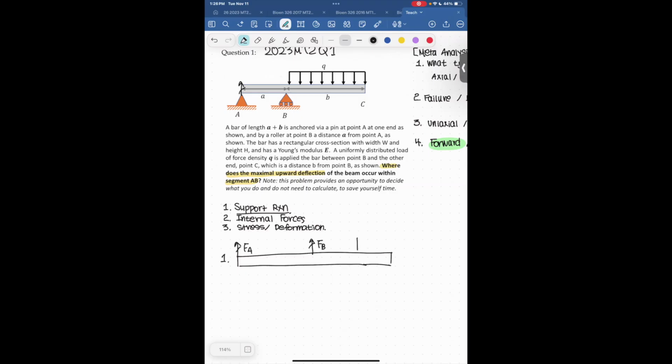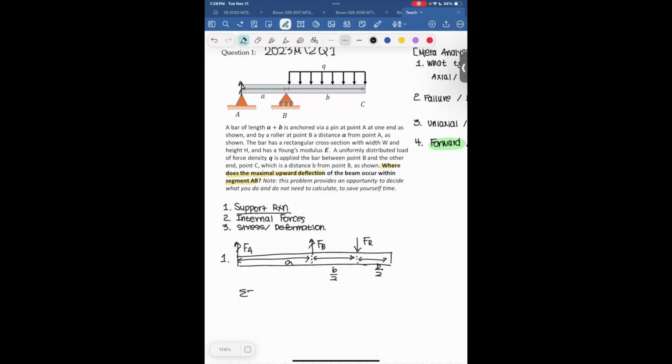And then we have a resultant force because of the distributed load. I'm going to mark this at A. And FR is going to occur at the midpoint because the load is uniform. Using this, we can solve for FA and FB. That's what solving the support reaction is.